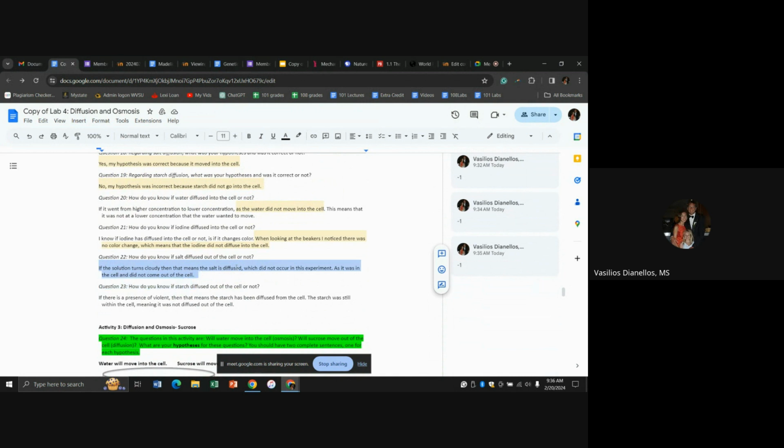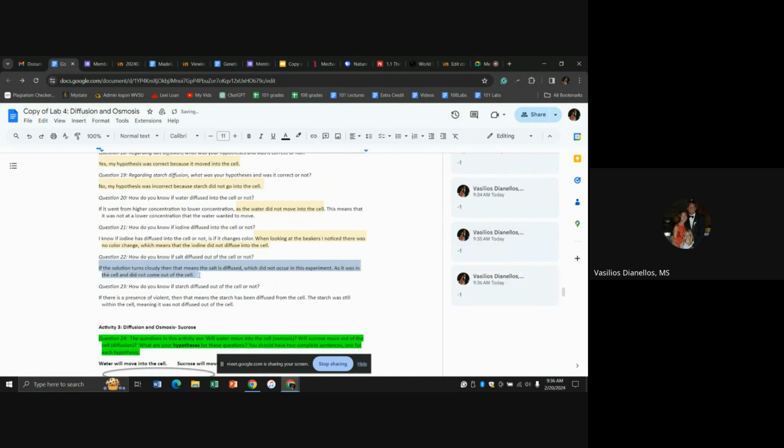The first portion I would have accepted, but it would have been better if it said if the solution in the beaker as opposed to in the cell. But again, if it was just that one small mistake, you wouldn't have lost a point. But every portion of that answer is incorrect.